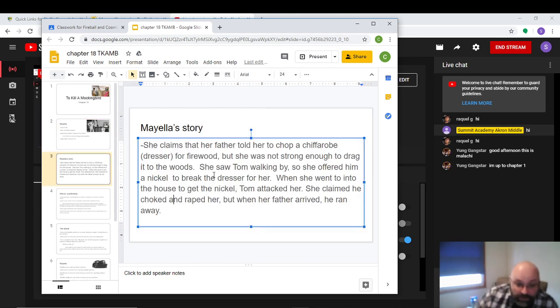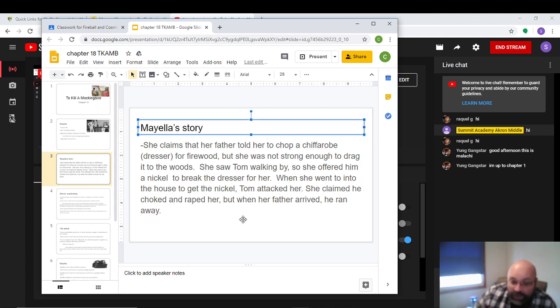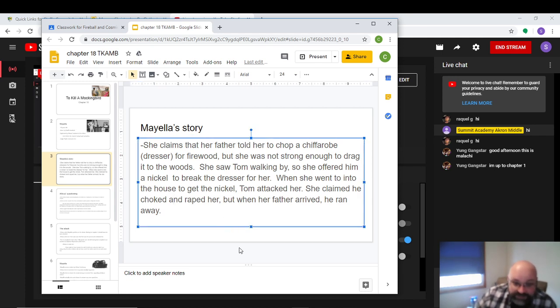Mayella's story. So when Mayella gets to describe her story to the prosecutor, basically what she says is that her father, before he left, told her to chop up a chifferobe for kindling or firewood. A chifferobe is just another word for a dresser, so it's like a big dresser. She's a smaller woman, so when she saw Tom walking by, she offered him a nickel to break the dresser up. She then claims that she went inside her house to get the nickel, and when she was inside, Tom attacked her from behind. He choked and raped her, but her father arrived, and that caused Tom to run away.